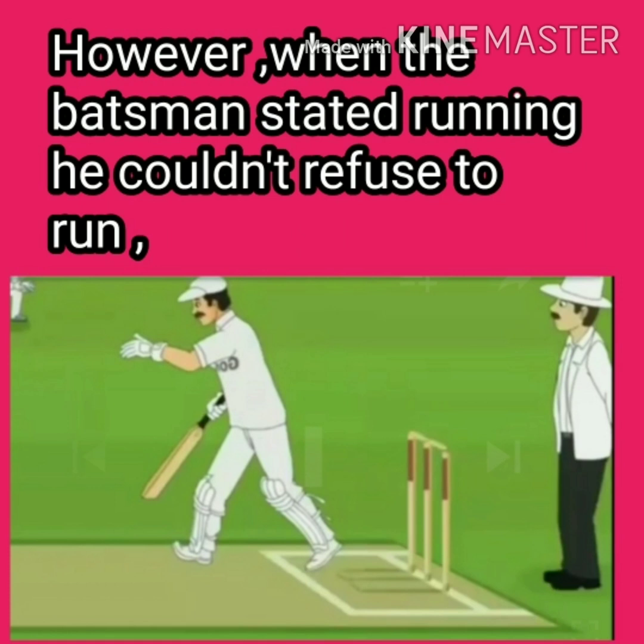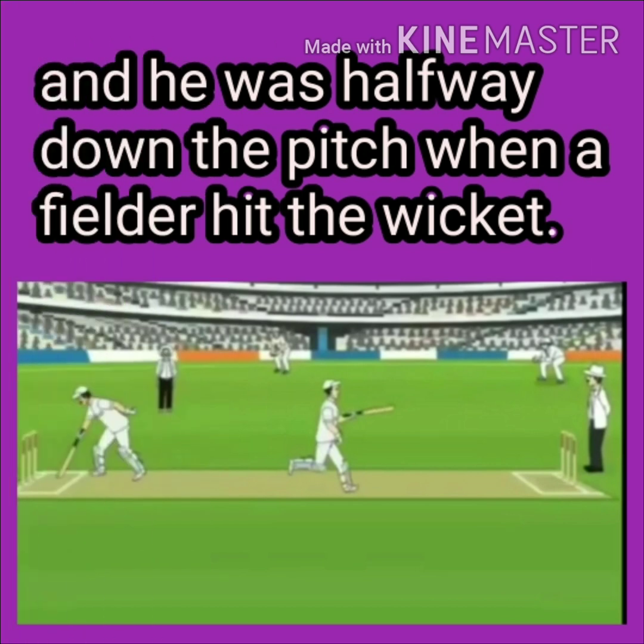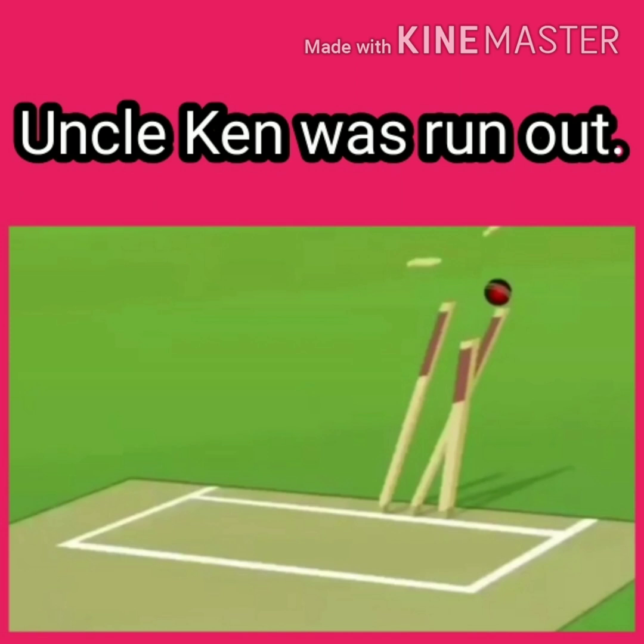However, when the other batsman started running, Uncle Ken could not refuse to take a run, and he was halfway down the pitch when a fielder hit the wicket. Uncle Ken was halfway down the pitch and a fielder hit his wicket. And in the end, Uncle Ken was run out.